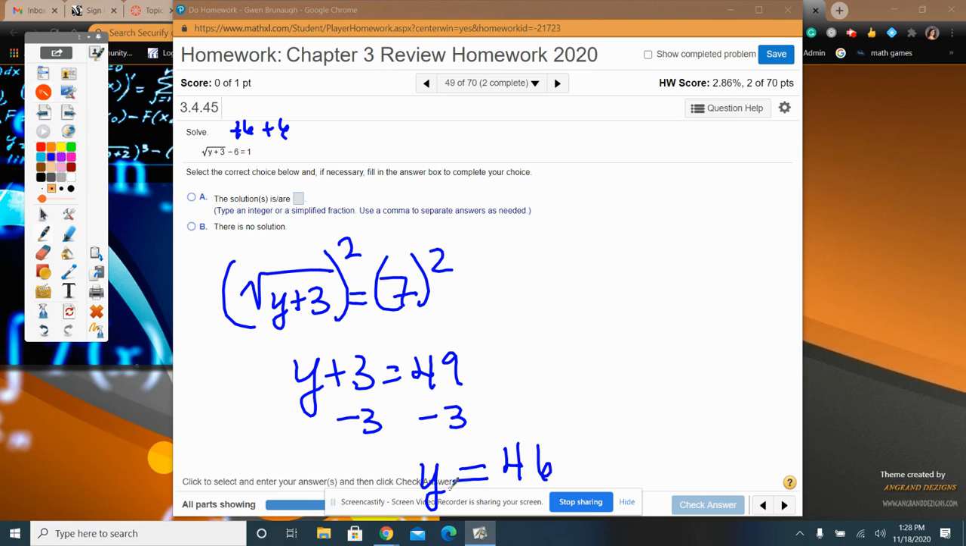You do have to check all these to make sure they work. The square root of 46 plus 3 is the square root of 49, minus 6. Does that equal 1? 7 minus 6, that does equal 1. So 46 is my answer.